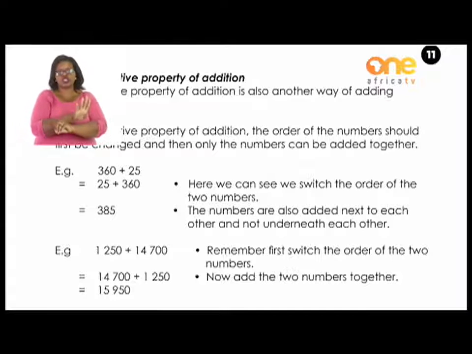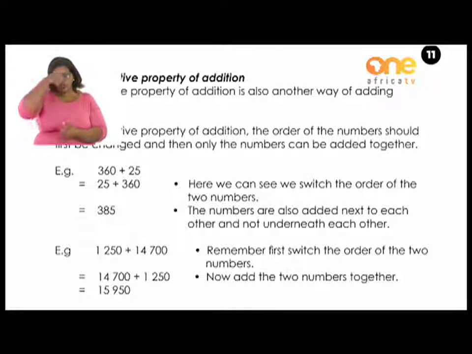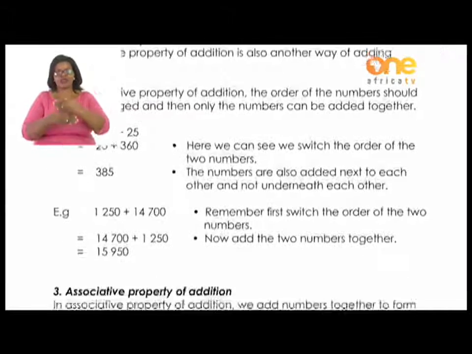Equals. Now we write 14,700 first, plus 1,250. And now we add it together. And if I add 14,700 plus 1,250 together, my answer is 15,950. So guys, remember in the commutative property, all we do here is switch the order of the numbers, and then only can we add our numbers together.